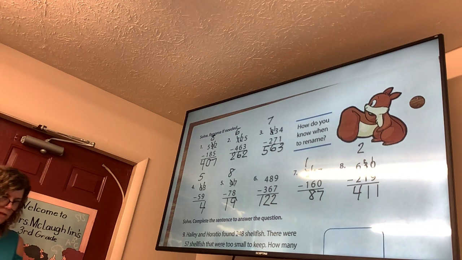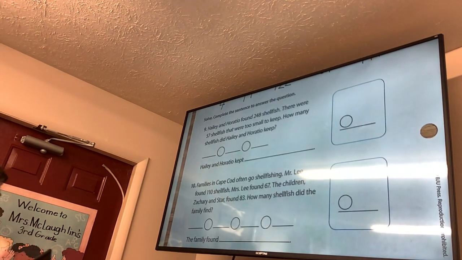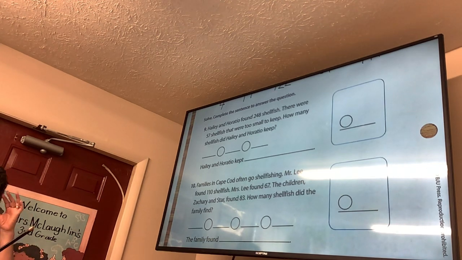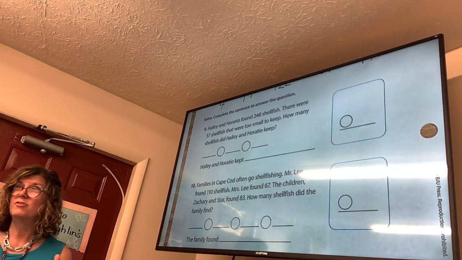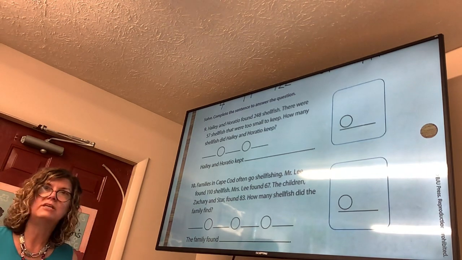411. All right, that brings us to our story problems. The first story problem says Haley and Horatio found 248 shellfish. There were 57 shellfish that were too small to keep, so that means they had to throw them back. So how many shellfish did Haley and Horatio keep?